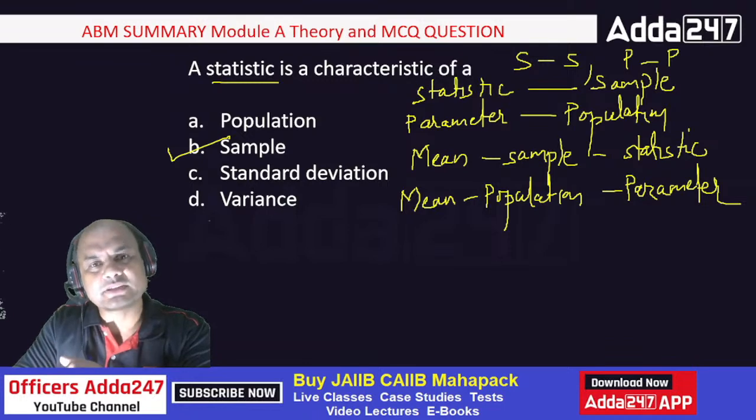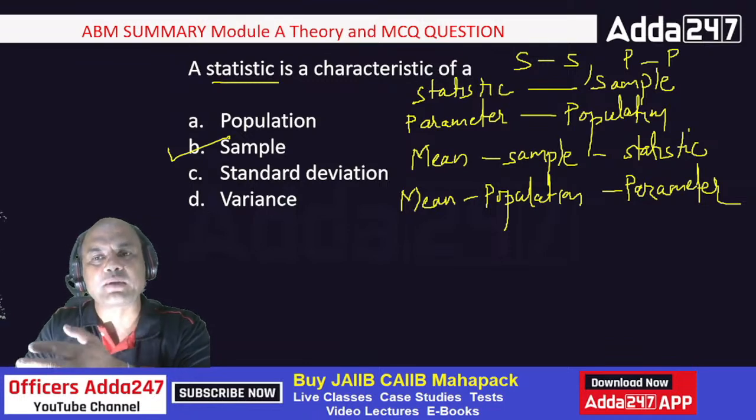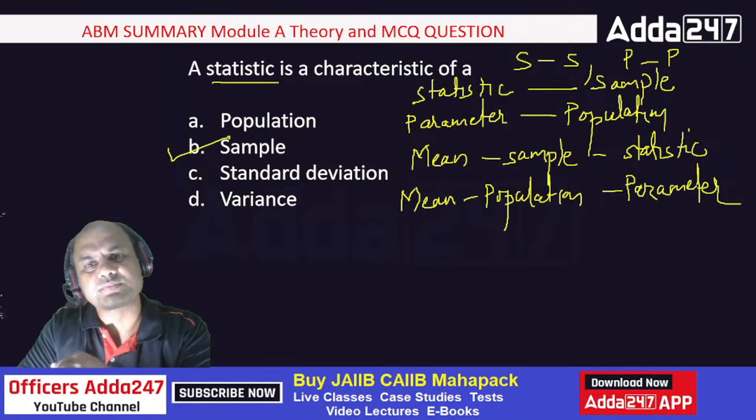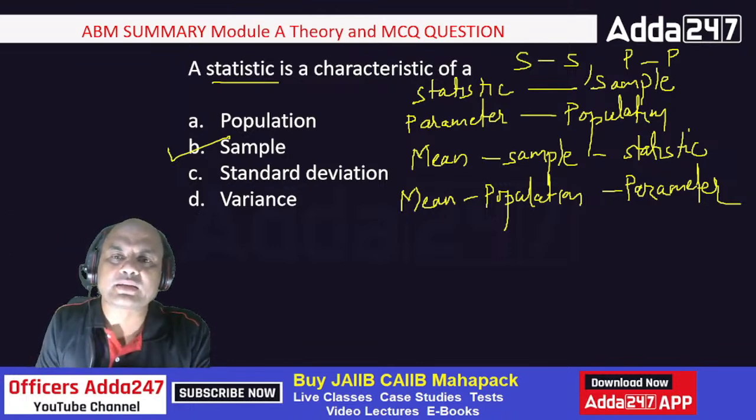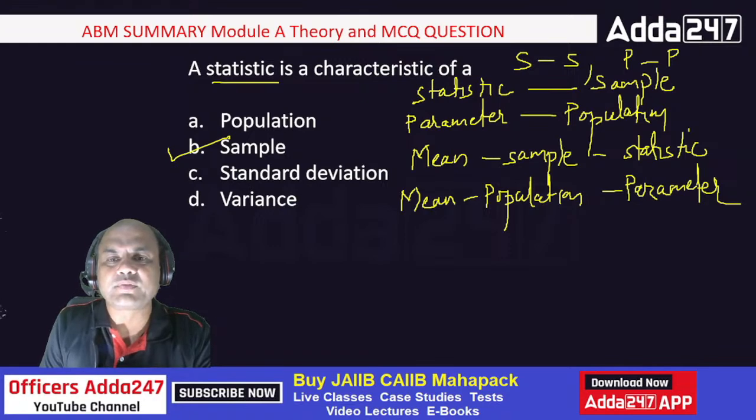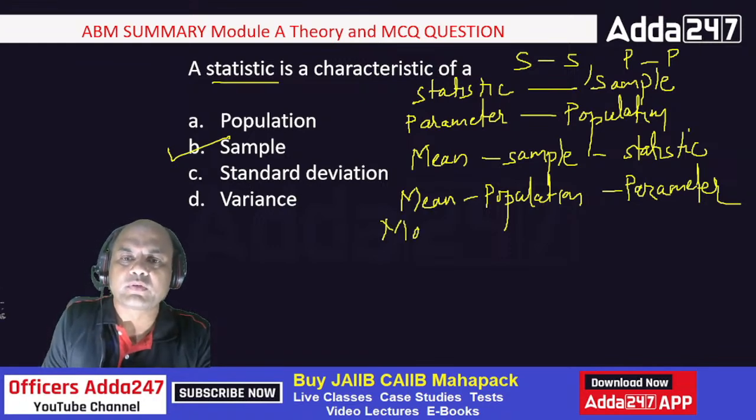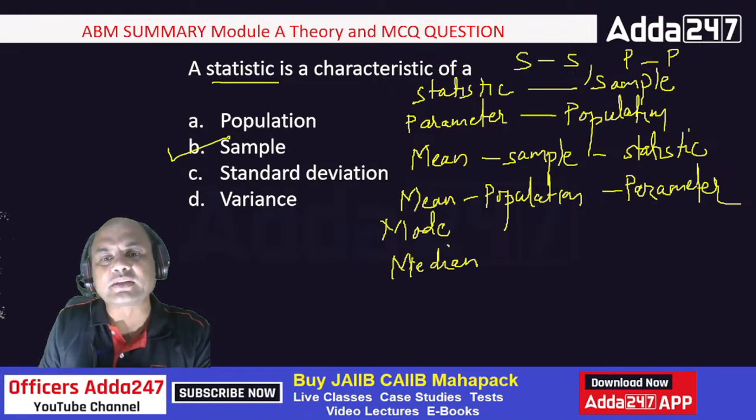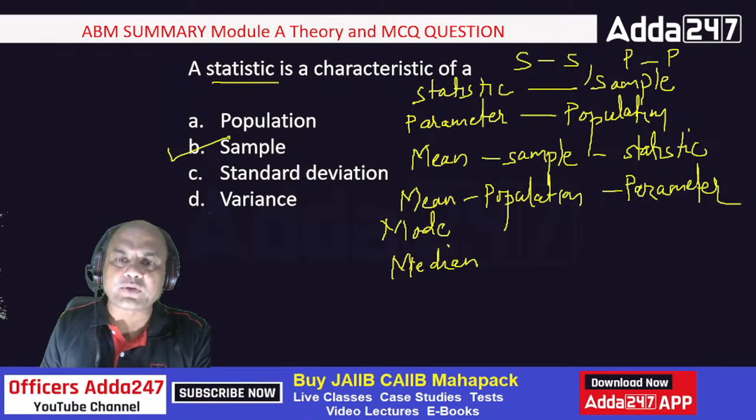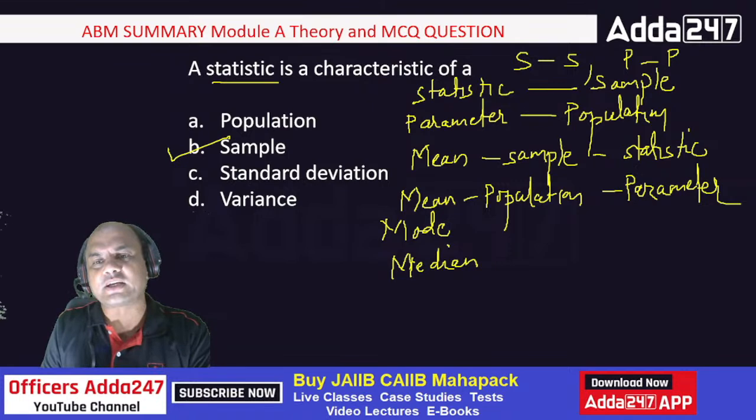Similarly, in the exam you might get a question on parameter also. Parameter is a characteristic of population. So what are the main statistics and parameters? See this: mean, mode, median. These are the three main characteristics for statistic as well as parameter. Whenever I find mode for population, it means parameter. If I find mode for sample, it is called statistic. Similarly, median.